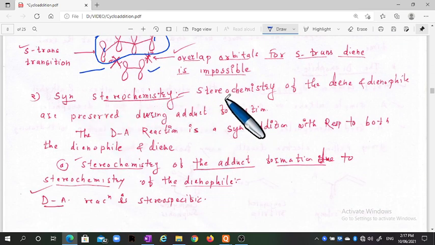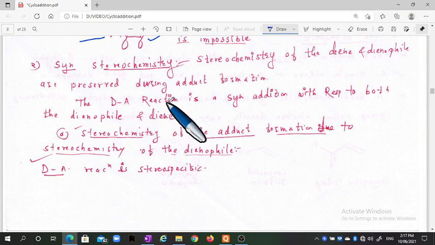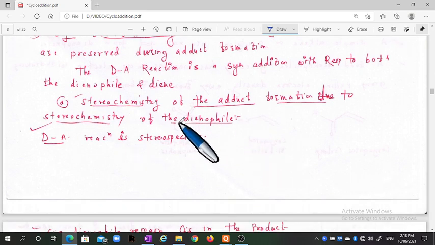The stereochemistry of the diene and the dienophile is preserved during adduct formation. The Diels-Alder reaction is a syn addition with respect to both the dienophile and the diene. This is a cis addition, a syn addition reaction. We will discuss the stereochemistry by considering the dienophile and the diene separately. First, the stereochemistry of the adduct due to the stereochemistry of the dienophile.